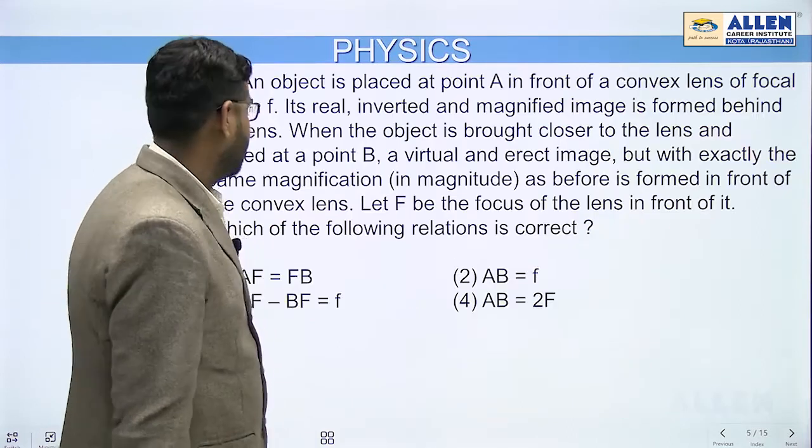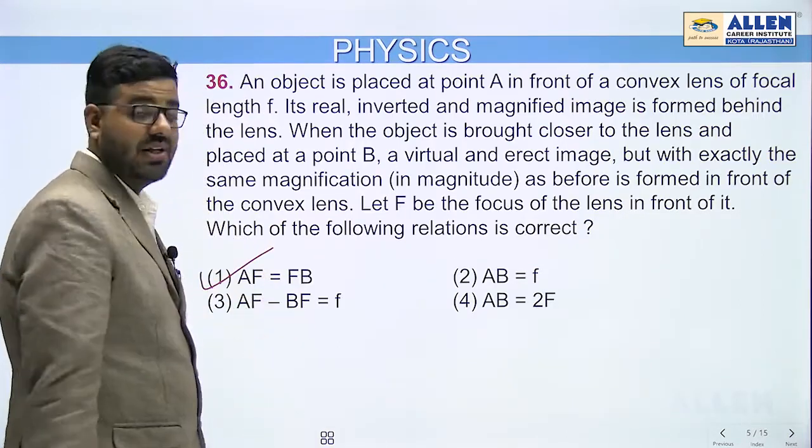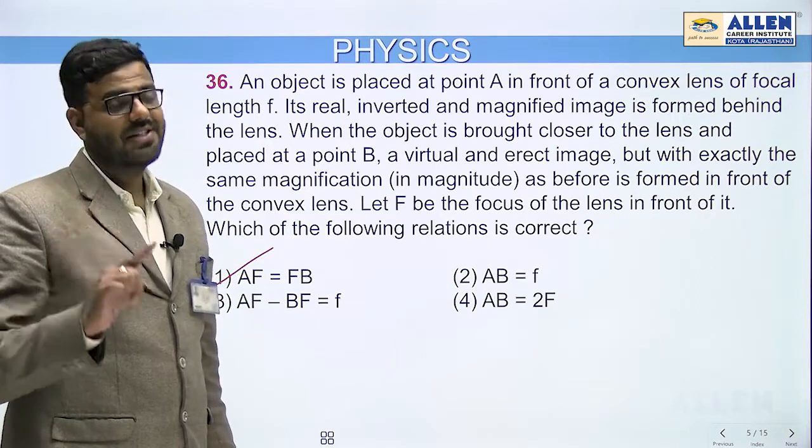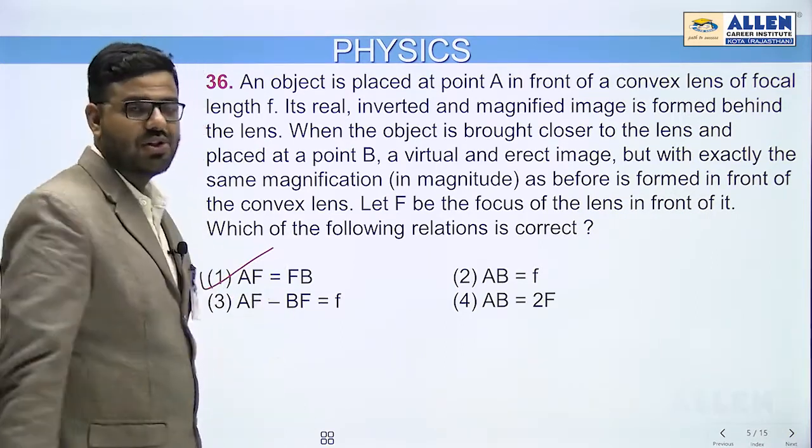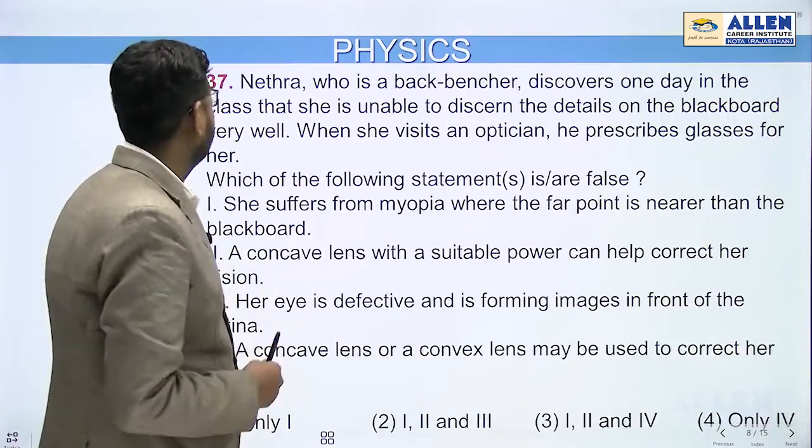So the correct answer for this question is option 1, that is AF is equal to FB, or you can say BF. So the correct answer for this question is option 1. Now let us see the next question.